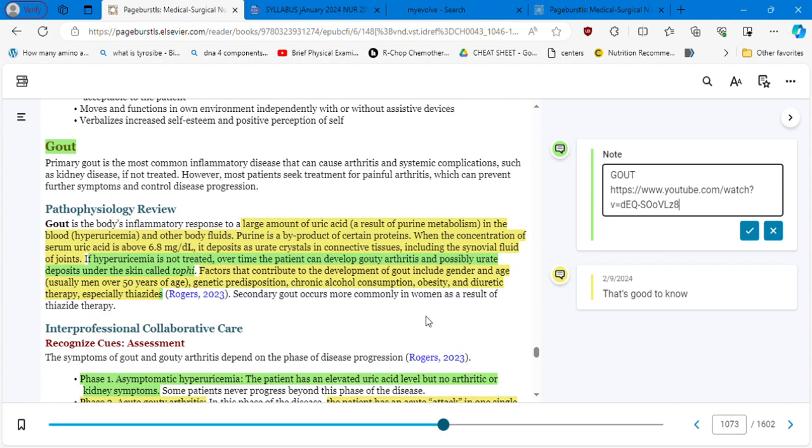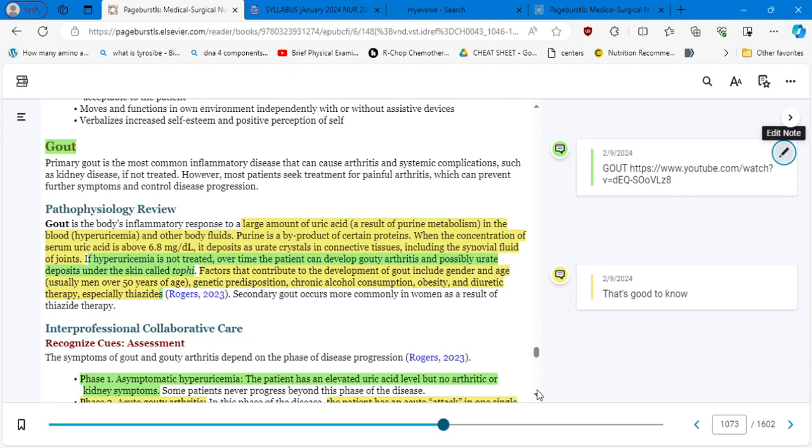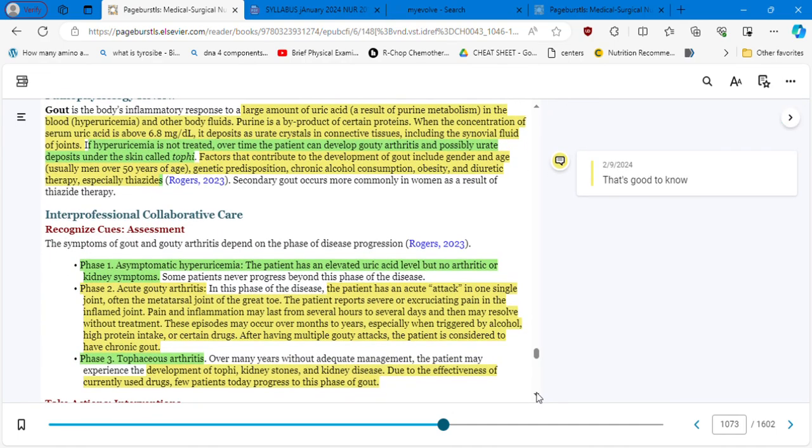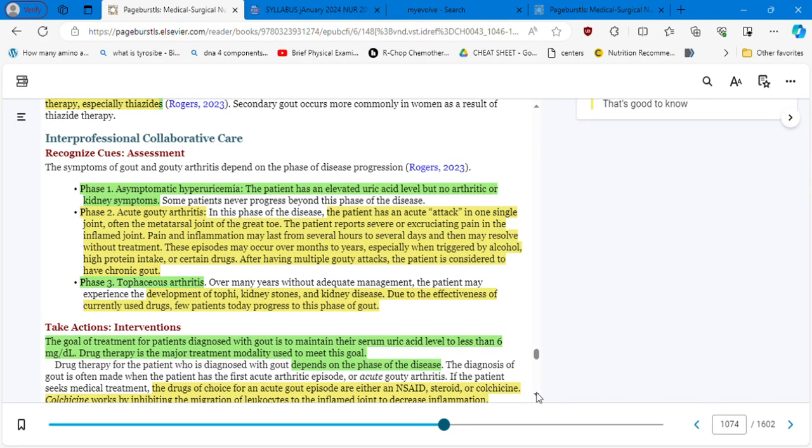Okay, so we basically know what the cause of gout is, and then we are going to talk about phase 1, asymptomatic hyperuricemia. The patient has an elevated uric acid level, but no arthritic or kidney symptoms. So there is only elevated uric acid. In phase 2, there is acute gouty arthritis. The patient has an acute attack in one single joint, often the metatarsal joint of the great toe.